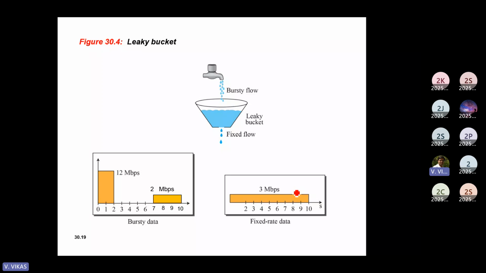Okay. So leaky bucket, just remember one thing. Whatever may be the input, output I am going to do at a constant rate. So I had 12 Mbps for 2 seconds, that is a total of 24 megabits of data, and for 3 seconds I had 2 Mbps, that is 6, total 30 Mbps. I just regulated that so that from 1 to 10 seconds I am sending a constant 3 Mbps. Okay, that is leaky bucket.